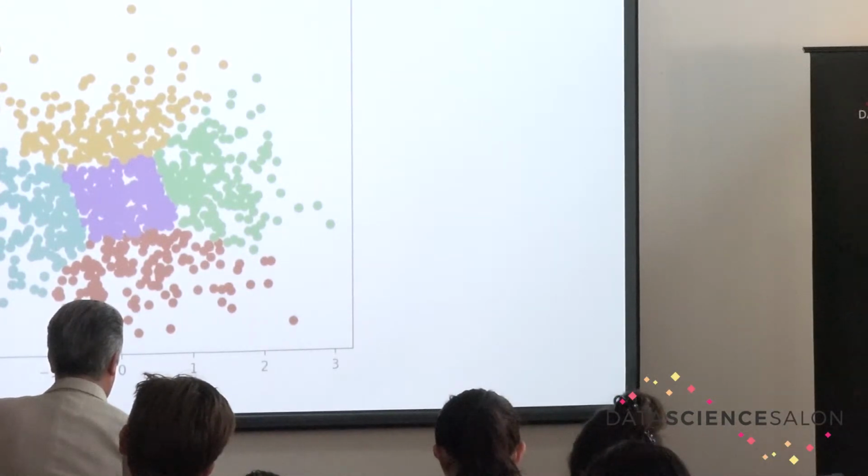A brief example of what clustering looks like. This is some randomly generated data, and this is how k-means can cluster the data. K-means is probably the most well-known clustering algorithm. It has some advantages and disadvantages. The advantage is that it's fairly fast and simple to implement.